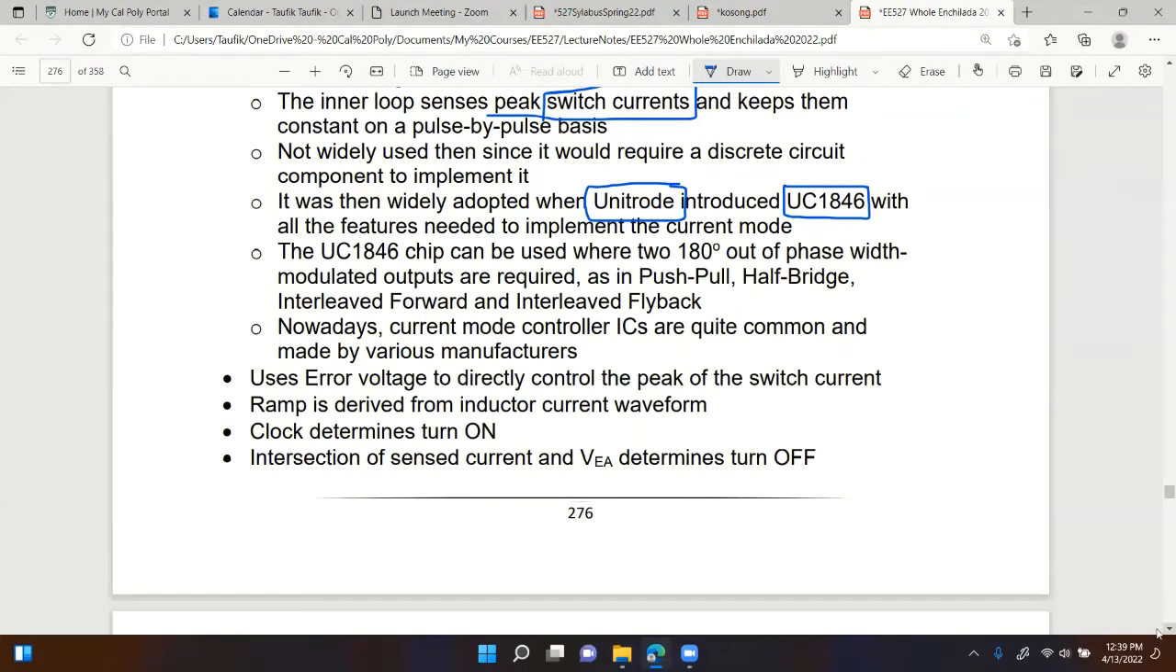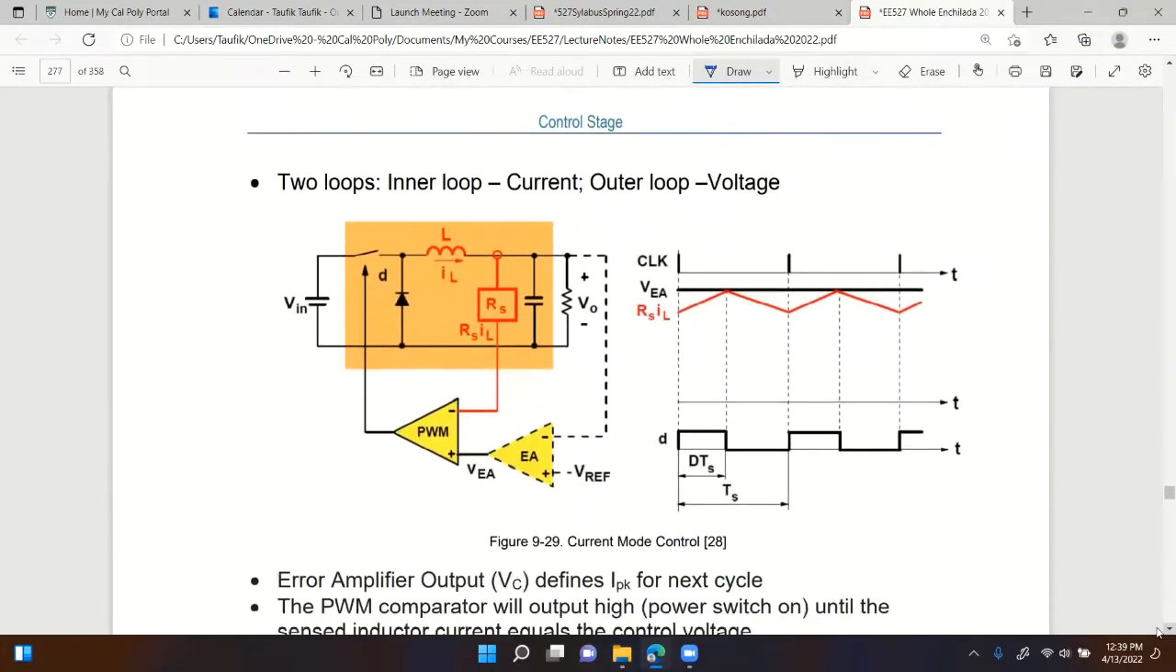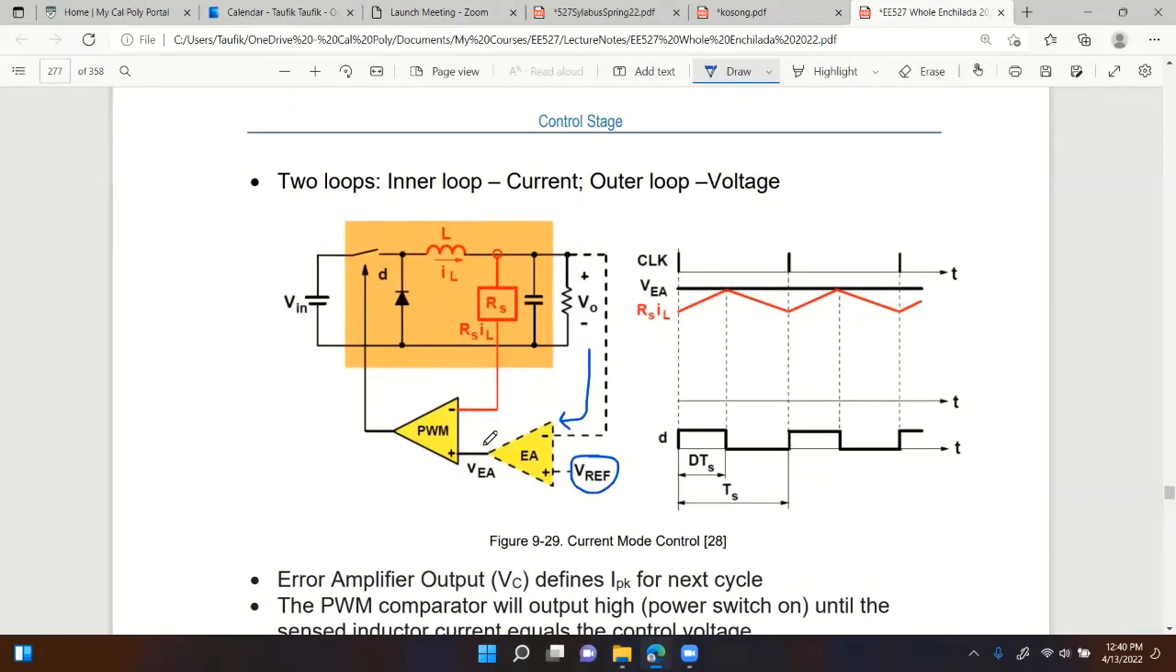So the error voltage, remember the error voltage? The output of the feedback voltage compared to the reference voltage gives us the control, the error signal. I should call it VC to be consistent, but here they're actually consistent: VEA. So this right here defines the limit of the peak of the current through the inductor.